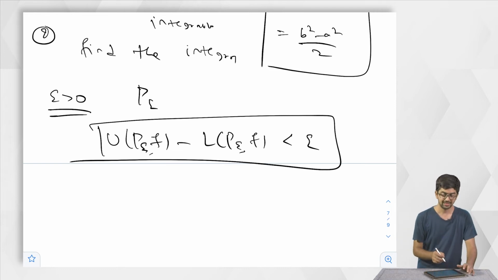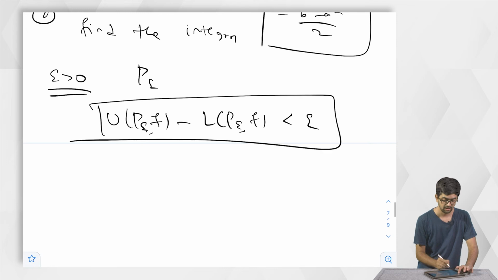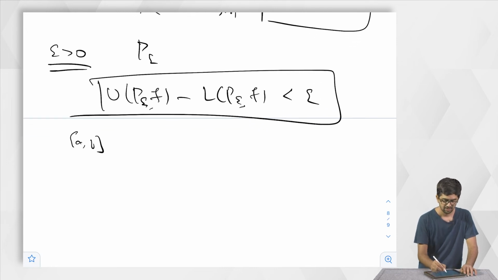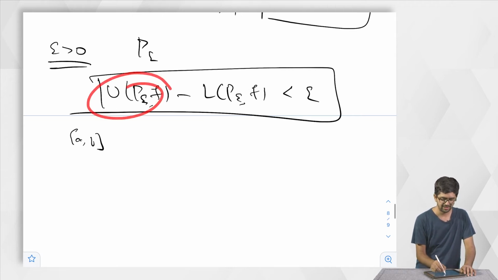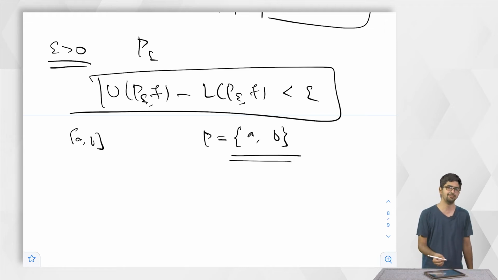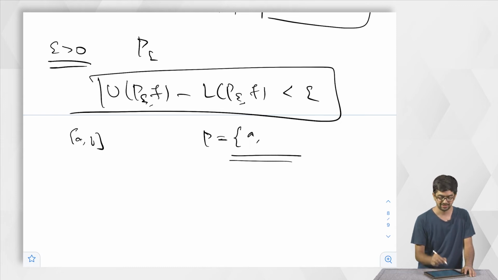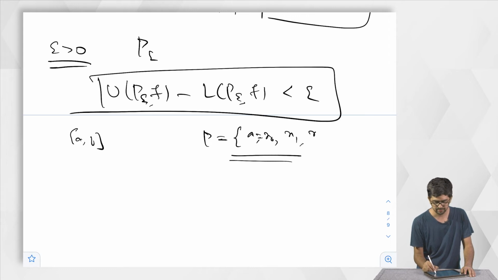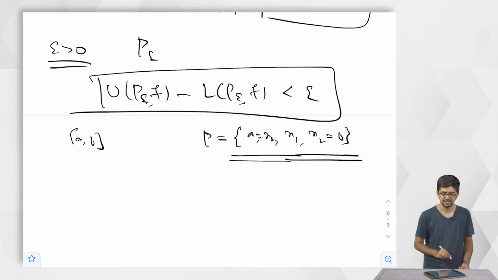Now let us do a very basic step. Fix a and b, forget about epsilon positive and p epsilon. Let us first check what we know about this UPF and LPF for a simple partition. A partition that I am considering is the following: just 3 elements. If it is only 2 elements, we cannot really do anything. A partition is a finite set containing a and b. So let us put one more element just to make it interesting, not difficult, interesting. a is equal to x0, let me put x1 and x2, this is b. This is one partition.